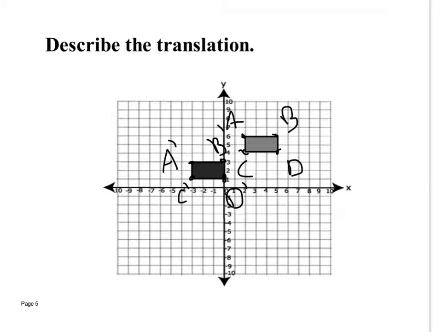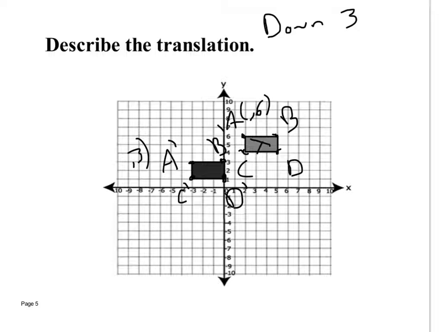So describe the translation. Someone raise your hand. Tell me what's being done up here. Jesse. Moved up to the right. Moved up? The original is the green one. That one. Oh, it's being moved down. How far down did it go? Let's look. A is at 6 on the y, right? Okay, where is A prime on the y? 3. So how far down did it go? 3.